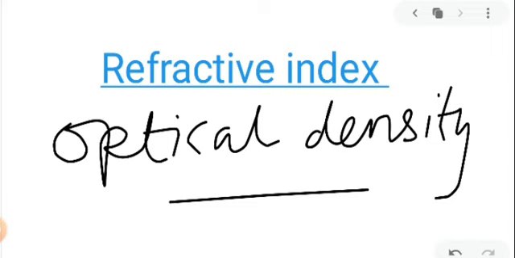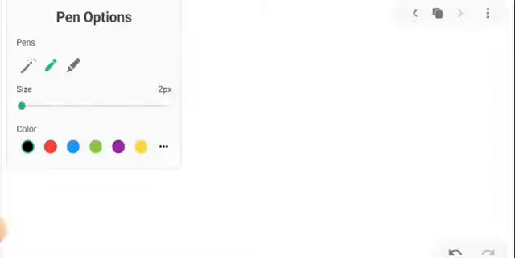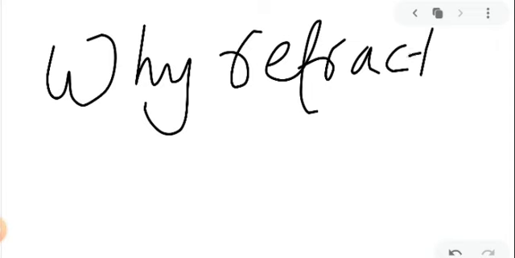See, so how do you measure refractive index? Refractive index is actually a number which gives how much a given medium is optically dense compared to the second medium. So how can you define refractive index? It all goes to the reason why refraction actually exists. Why does refraction occur?